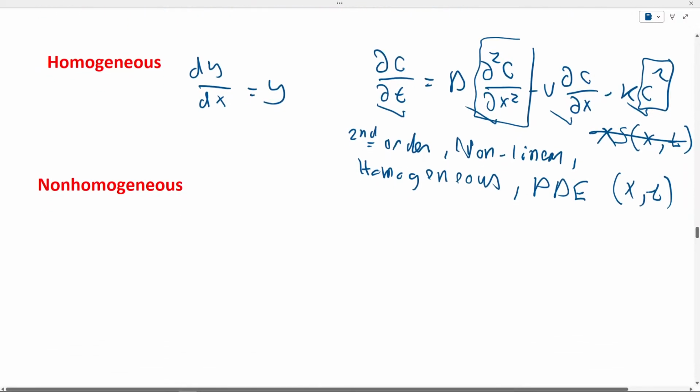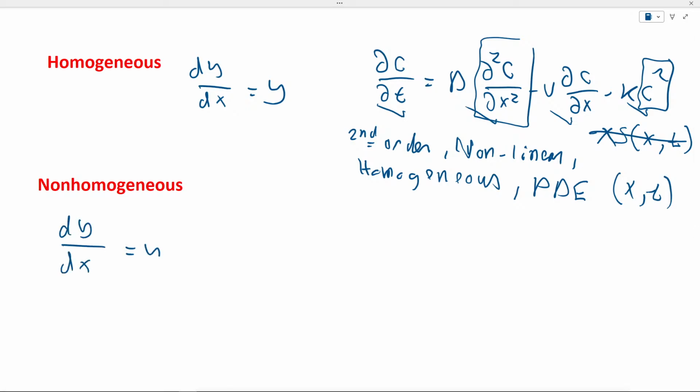Let's look at non-homogeneous. So non-homogeneous would be something like this: dy over dx is equal to y plus 3x. Now I have this term here. That is non-homogeneous because it includes an external source or sink term.